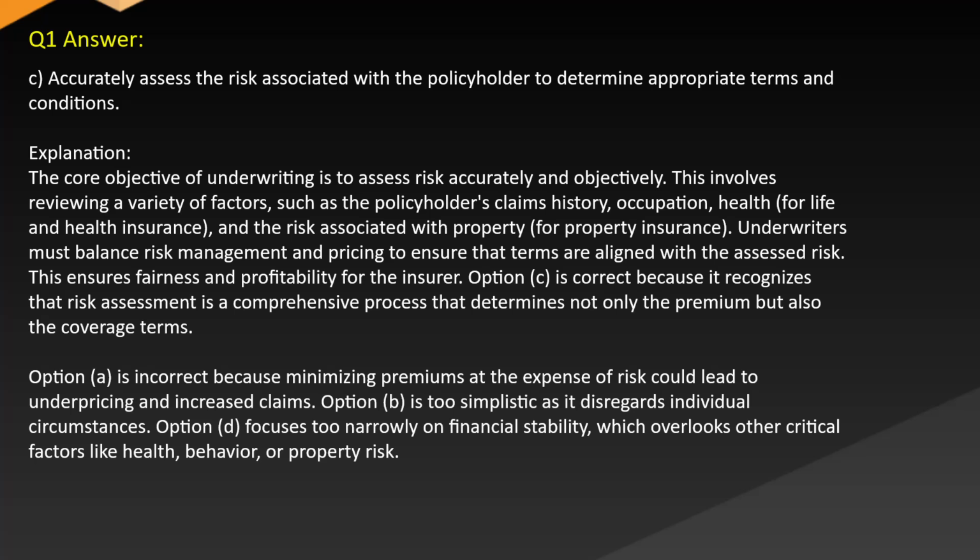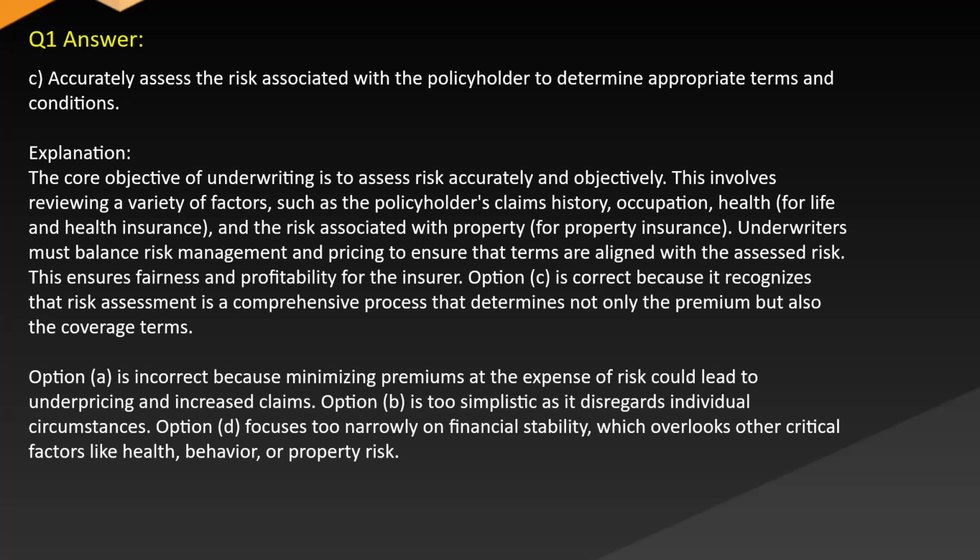Explanation: the core objective of underwriting is to assess risk accurately and objectively. This involves reviewing a variety of factors such as the policyholder's claims history, occupation, health for life and health insurance, and the risk associated with property for property insurance. Underwriters must balance risk management and pricing to ensure that terms are aligned with the assessed risk. This ensures fairness and profitability for the insurer.